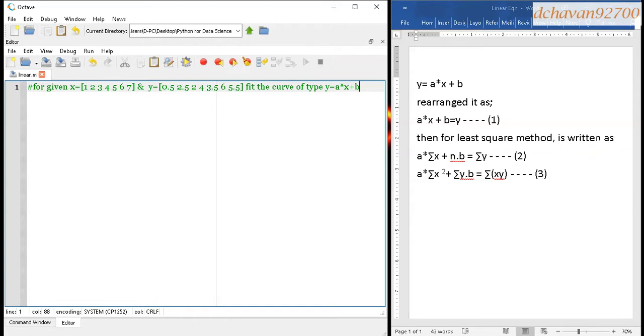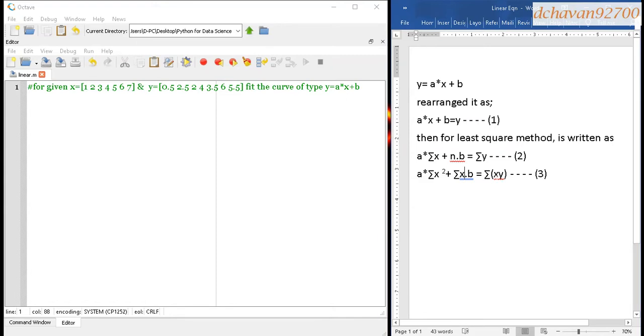Then for the least square method, we write this equation where, for the independent and dependent variables x and y, we consider their summations: a into summation of x plus n into b equals summation of y. Consider this as equation 2. Again we multiply equation 1 with x, so a into summation x square plus n is replaced by summation of x, equals summation of xy.